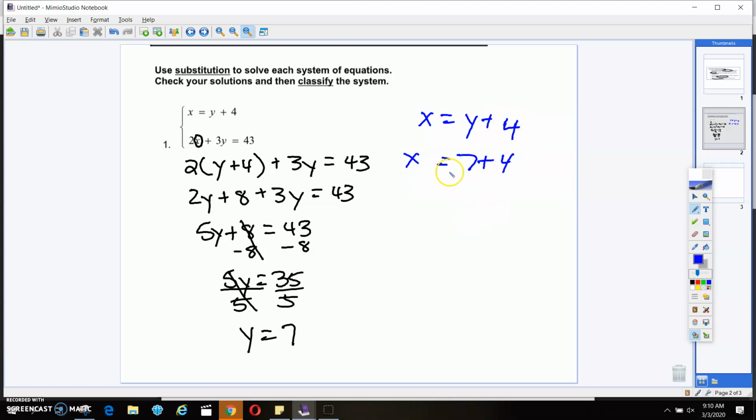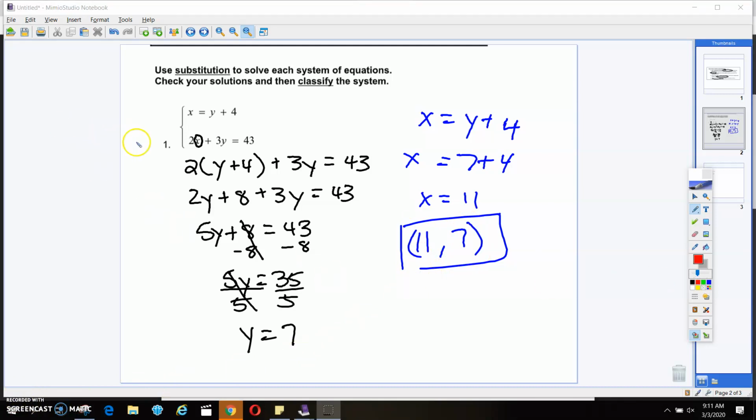Okay, so when I add these together, I'm going to get x equals 11. Now my final step says to write this as an ordered pair. So we're going to say (11, 7) as our final answer. If you want to make sure that you're right, you can take 11 and 7 and plug them into the second equation. So 2 times 11 plus 3 times 7. 2 times 11 is 22, and 3 times 7 is 21. If you add those together, you'll get 43, which is what is on the other side.